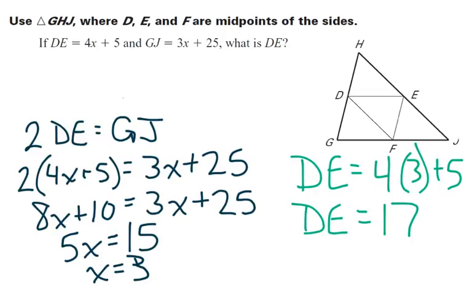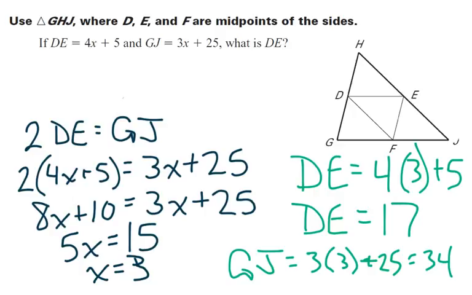We can check our work really quick. Find GJ. Okay, 3 times 3 is 9. 9 plus 25 is 34. And you'll notice 34 is twice as long as 17.